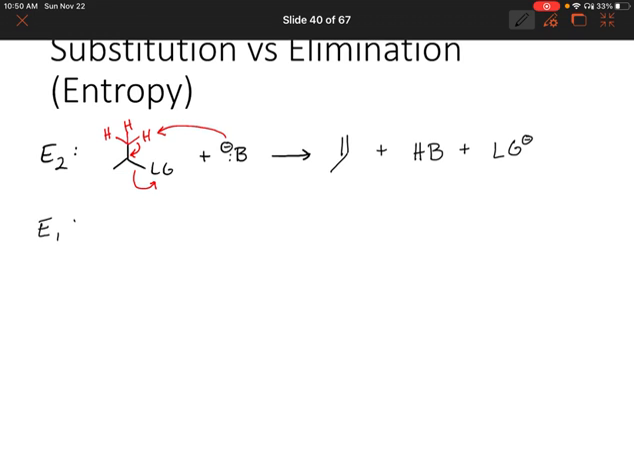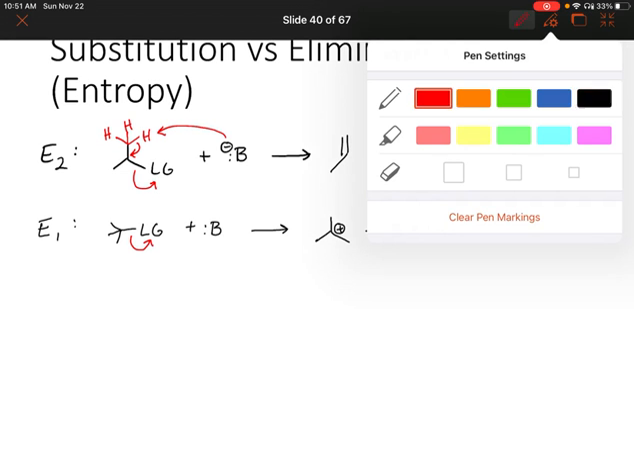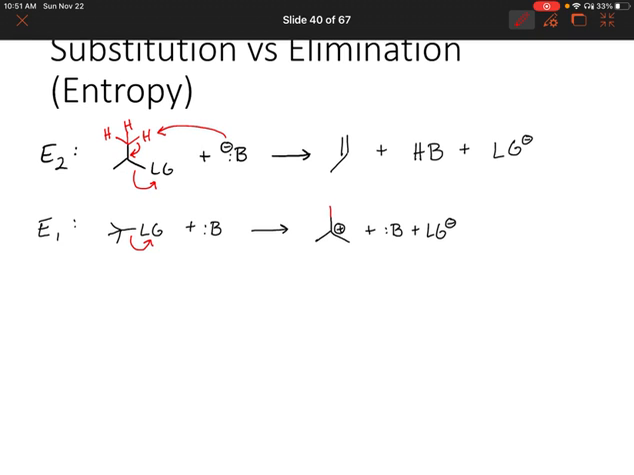And then for E1, we saw that the leaving group leaves first. And we form a carbocation intermediate. And the base is going to then take a proton from one of the beta carbons. And then we form a pi bond. So we end up with an alkene again, our conjugate acid, and the leaving group.